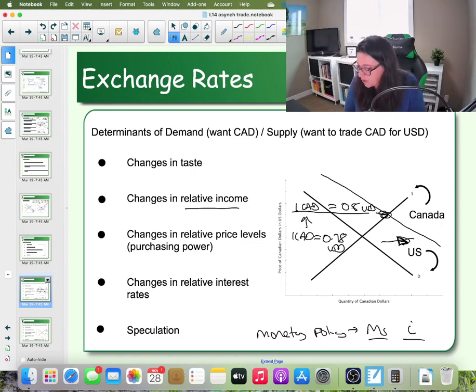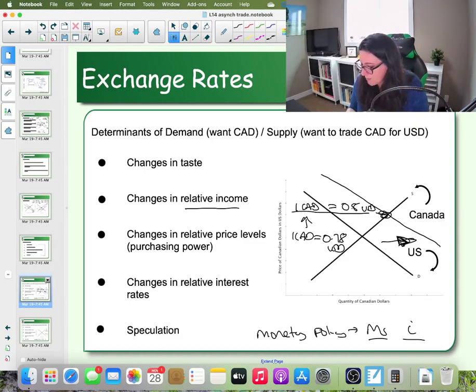The last one we have here is changes in relative interest rates. So we have to look at, who do you want to invest in? Lower interest rates or higher interest rates? Which stocks and bonds would you rather buy? The ones that have a higher rate of return or a lower rate of return? Well, we want to get more return on our investment. And so we are going to then invest with whomever has a higher interest rate. So if Canada raises their interest rates, then Americans will want to invest in Canada where they can get a greater rate of return on their investment. They will need Canadian dollars to do so. So they increase demand for the Canadian dollar. It causes the Canadian dollar to gain value, to appreciate.